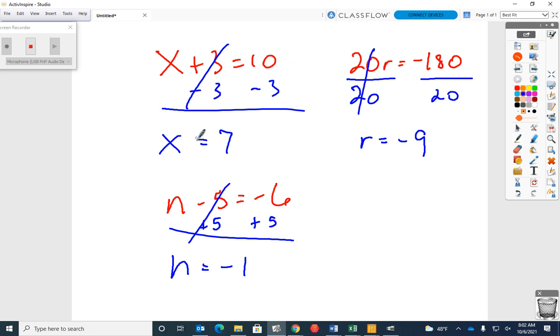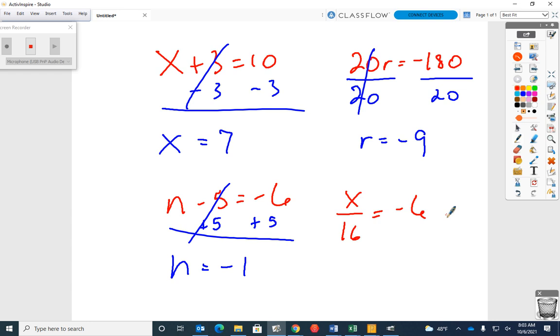Okay. What if I have one that looks like this? X over 16 equals negative 6. Well, what is happening here? What's happening to my variable? It's division, right? So how do I undo division? I'm going to multiply.